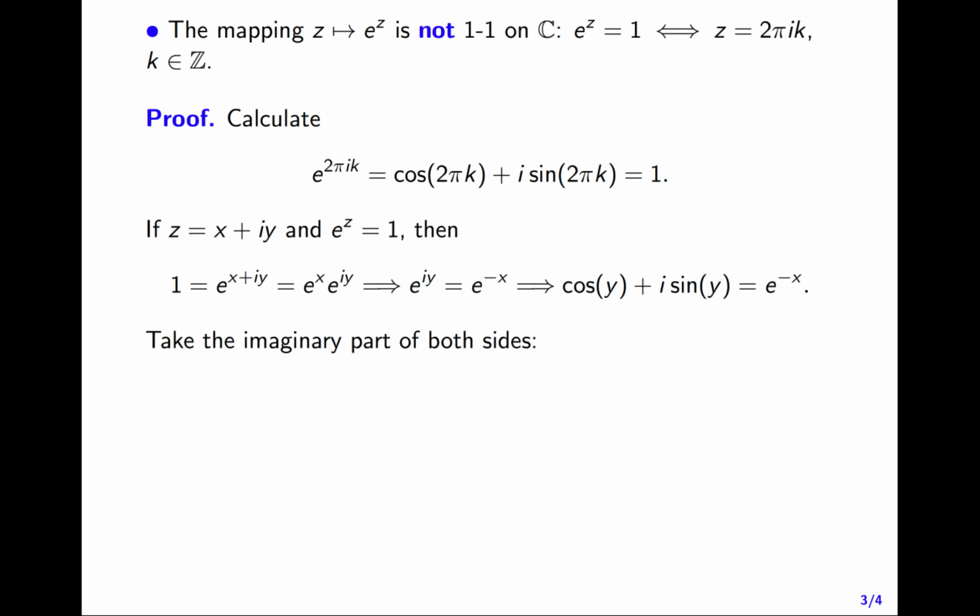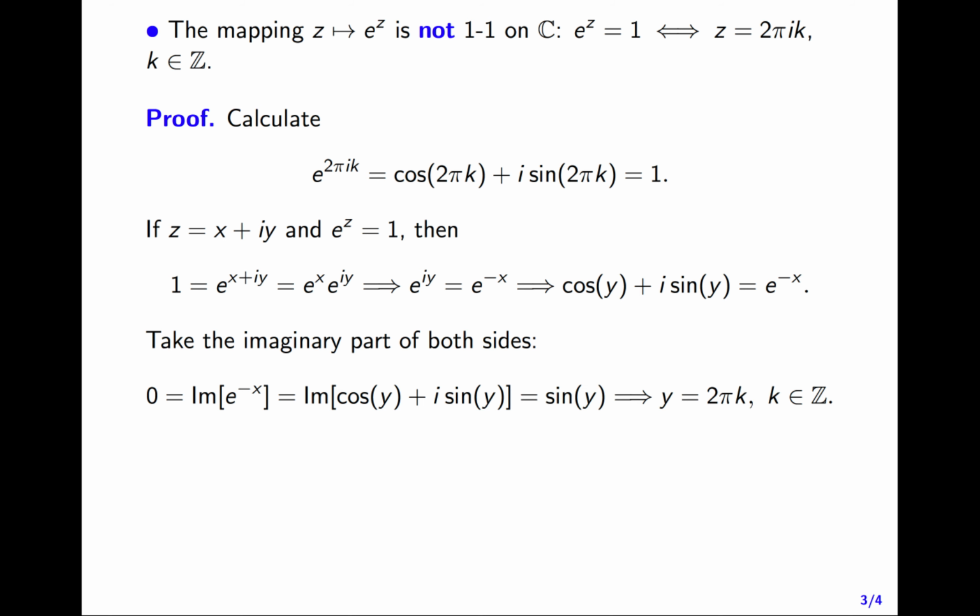So if we take the imaginary part of both sides in the last equality above, we get 0 equals the imaginary part of e^(-x), and that's because e^(-x) is a real number. And that, by the equality above, is the imaginary part of cos(y) + i sin(y). And cos(y) and sin(y) are real numbers because y is real. So that imaginary part is just sin(y). And so I have sin(y) = 0, so y has to be 2πk for some integer k by properties of the real sine. So far so good.